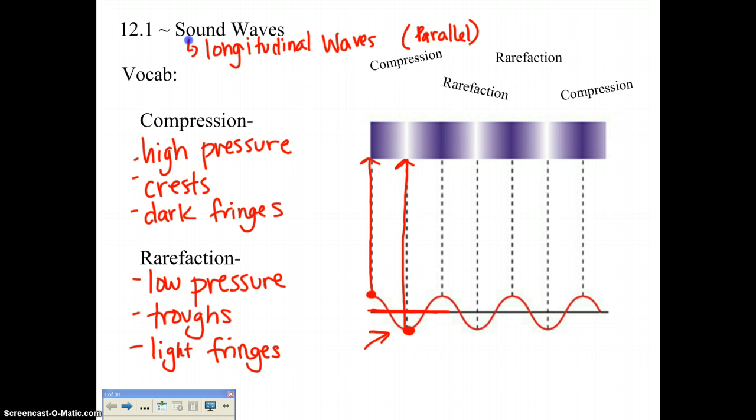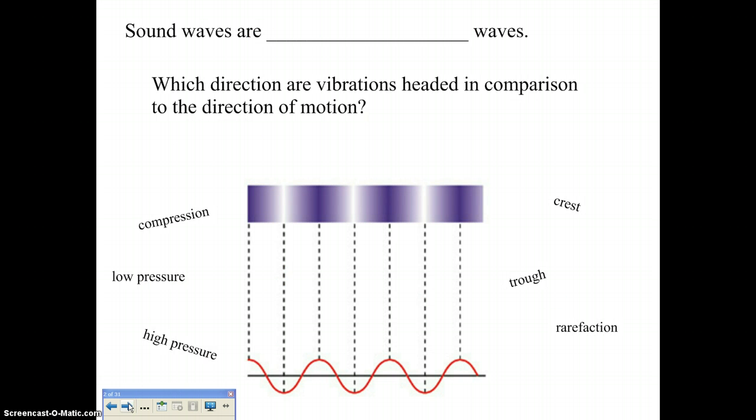So you have made your sine wave from your longitudinal wave, noting that areas of compression are related to crests and areas of rarefaction are related to troughs. So once again, the sound waves are longitudinal. Question to pose: which direction are vibrations headed in comparison to the direction of motion? We told you this on the previous slide. This is parallel. Particles vibrate parallel to the direction of motion.